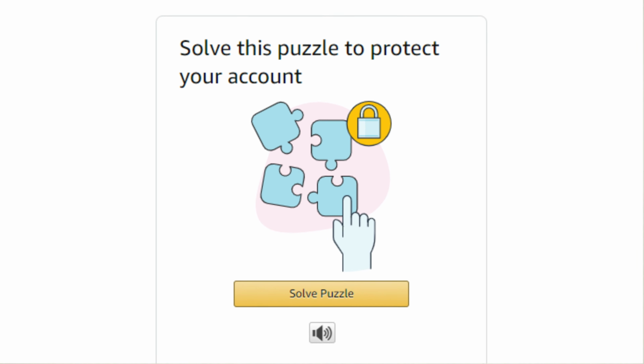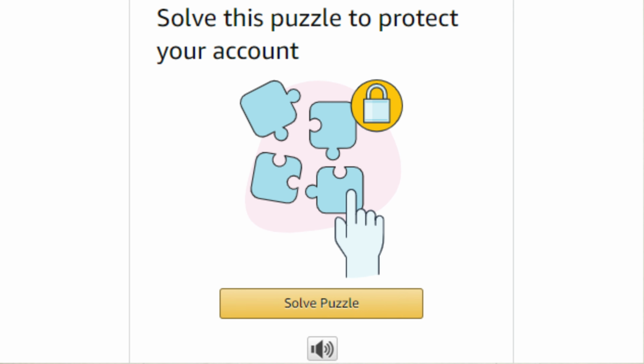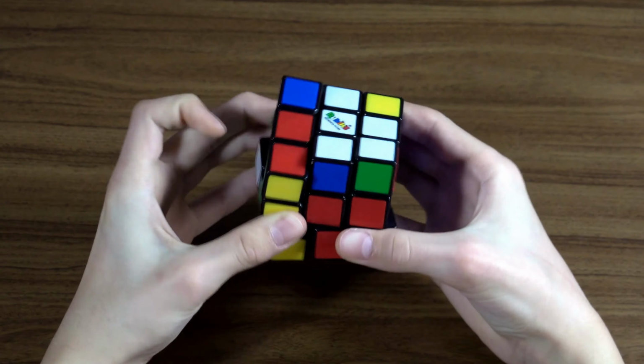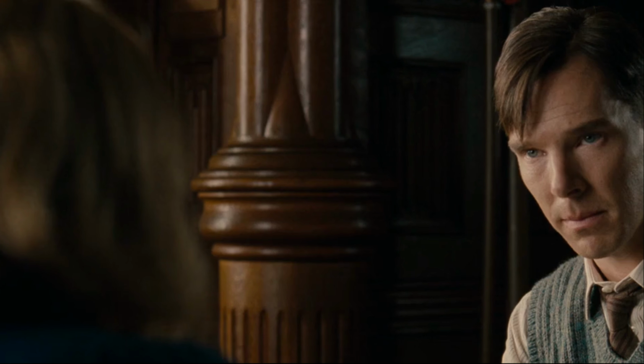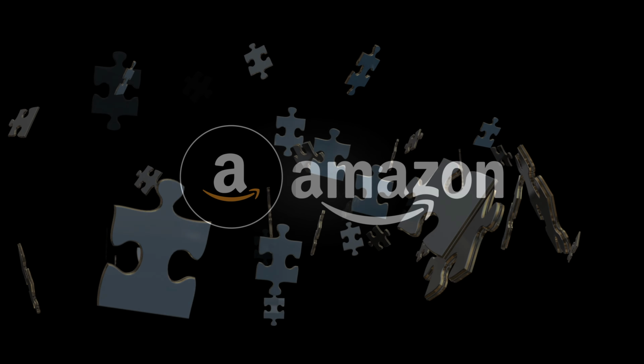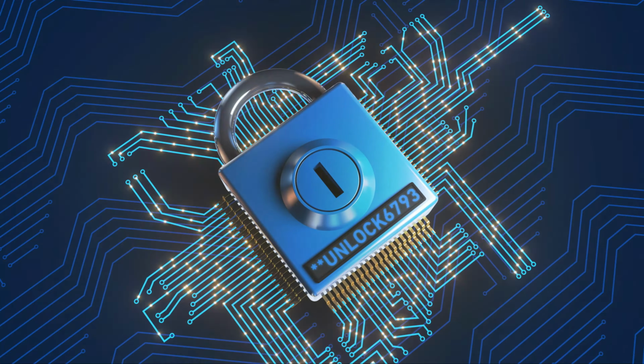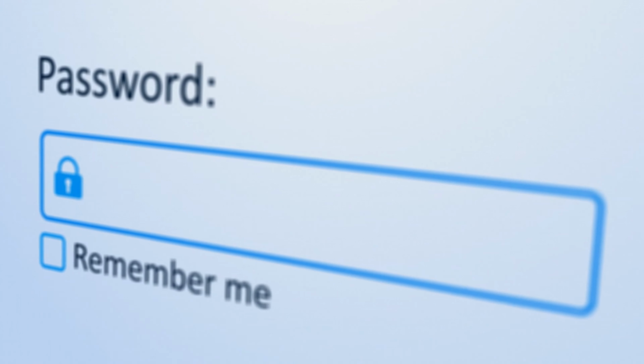Getting the message, solve this puzzle to protect your account on Amazon? Can't solve the Amazon affiliate puzzle? If you really want to solve your puzzle, then you're going to need all the help you can get. This video should solve your Amazon puzzle problem and unlock your Amazon affiliate account so that you can reset your Amazon password.